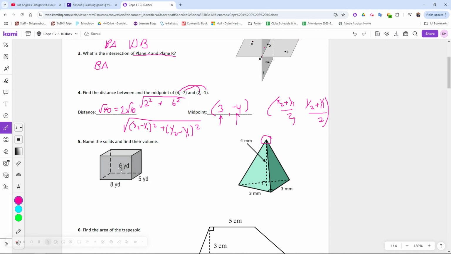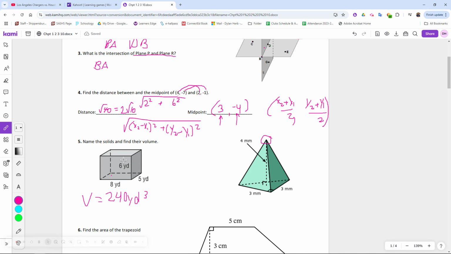They're all rectangles. This is called a rectangular prism. And the volume of a rectangular prism is just length times width times height. So the volume of this is multiplying these 3 numbers together. So 8 times 5 is 40, times 6 should be 240 cubic yards. And again, this is a rectangular prism.